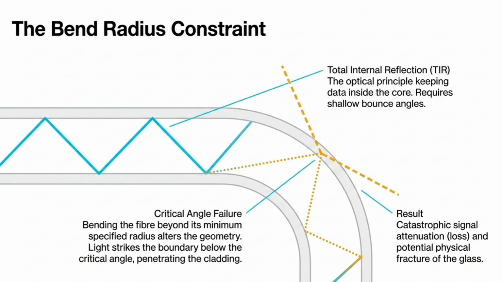Think of the light pulse traveling through that glass core kind of like a high-speed race car. As long as the track curves gently, the car stays on the road, bouncing safely off the walls through a physics principle called internal reflection. But if you try to force that race car to take a hairpin turn, the physics completely break down. Bending the cable too tightly causes the internal reflection to fail. The light simply escapes right through the side of the glass core, resulting in immediate, total data loss.